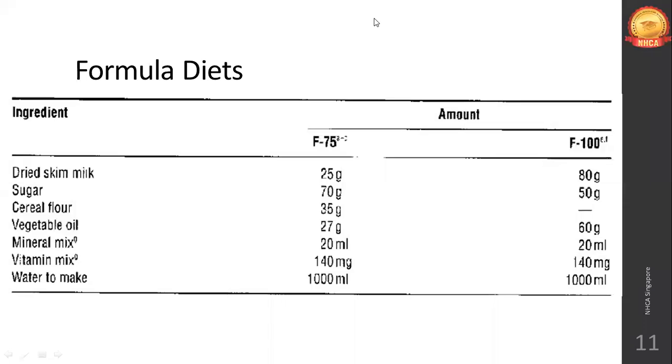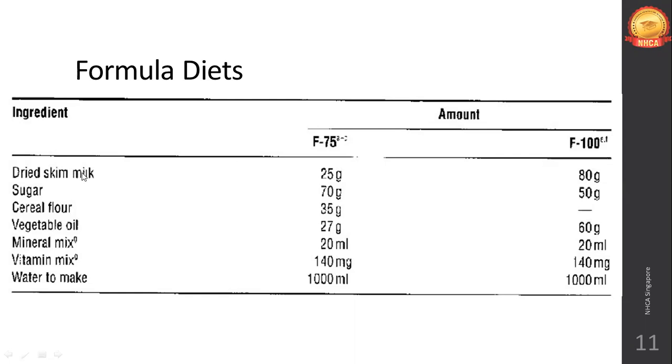So based on the child's weight and needs, you can choose which formula has to be started. Usually it starts with F75. All these feeds for any malnutrition will start with F75. Slowly you will increase the quantity. So what is in this F75 and F100?